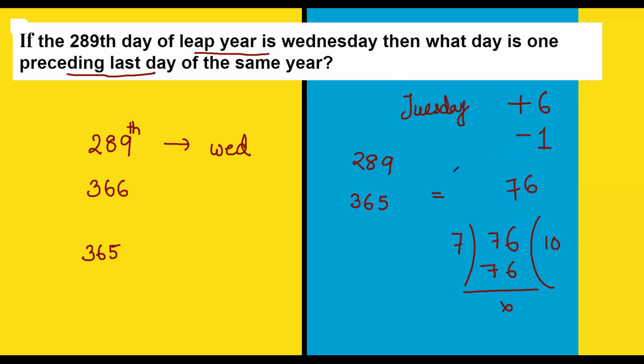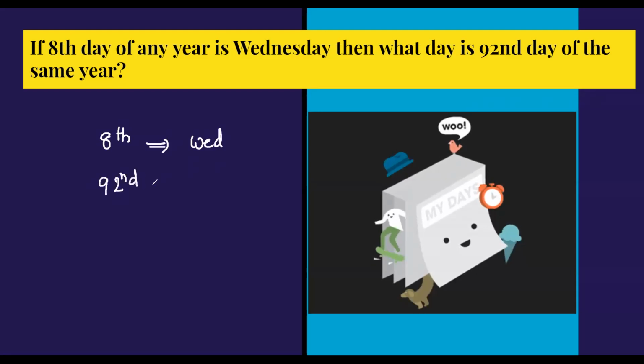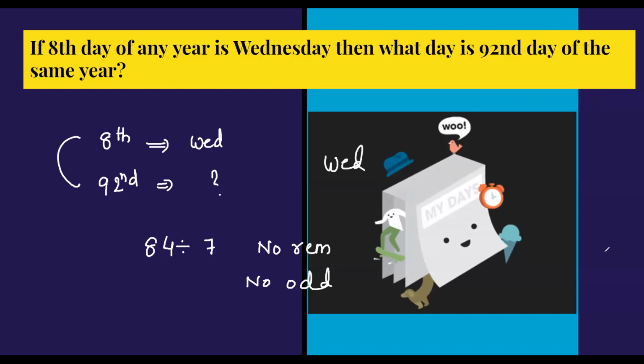Very clear. I have taken more examples so that I can explain the concept very nicely. Now say the 8th day of the year is Wednesday. Now what day is the 92nd day? Again, we'll find the difference. 84. 84 divided by 7, no remainder. No remainder means no odd days. No odd days means the same day. Means Wednesday will be Wednesday only. Done.